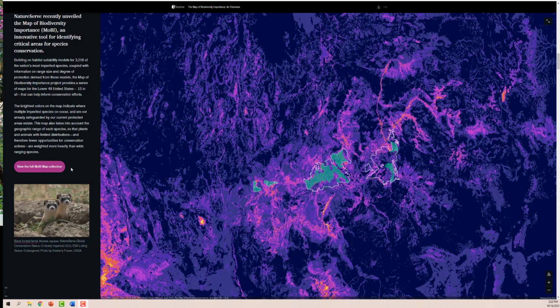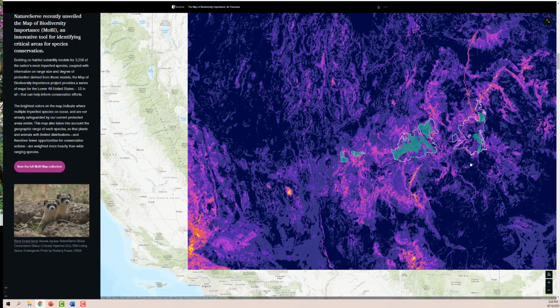So these were built on habitat suitability models for 2,216 of the nation's most imperiled species, and they combined range size and degree of protection and incorporated it into a model. The Map of Biodiversity covers the lower 48 states, and it's a series of maps, 15 in all, that can help drive conservation efforts and help make informed decisions. So the brightest areas that you see on the map indicate where multiple imperiled species occur, and they are not already safeguarded by our current protection.